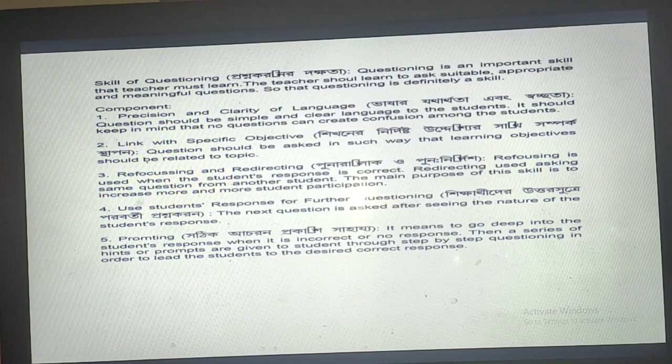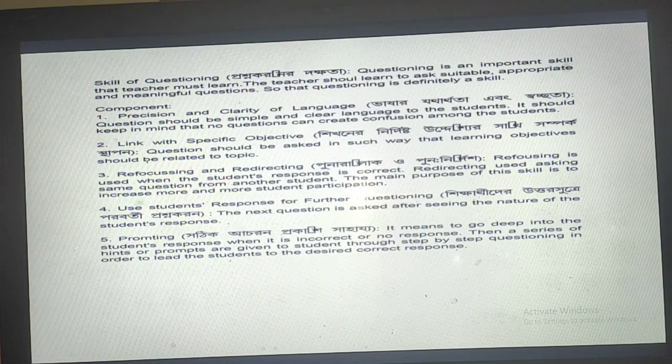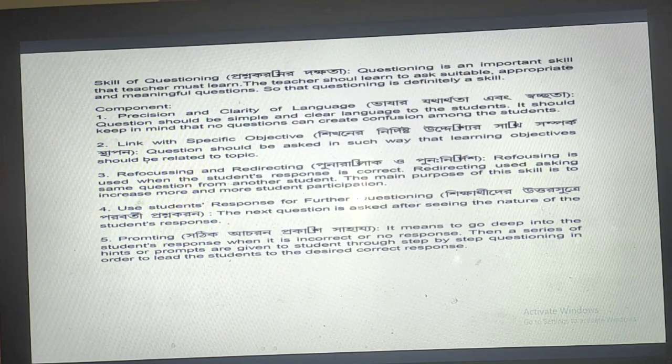The main aim of this component is to identify the nature of the students. After getting the student response, the teacher can proceed to ask some more questions. This is called using student response for further questioning. Prompting means to go deep into the student response when it is incorrect or there is no response.